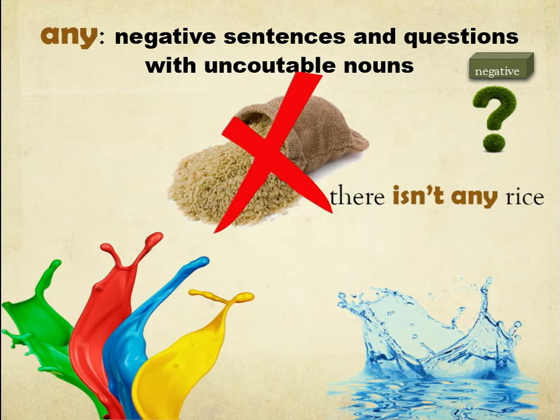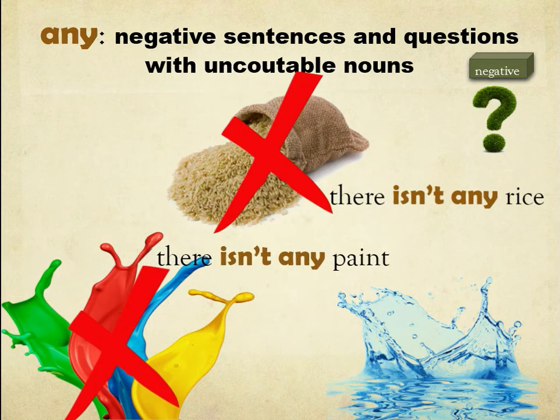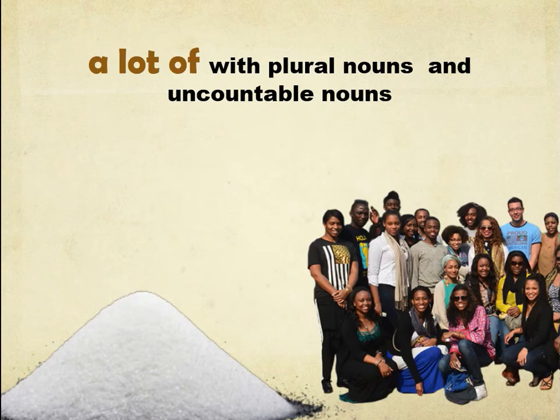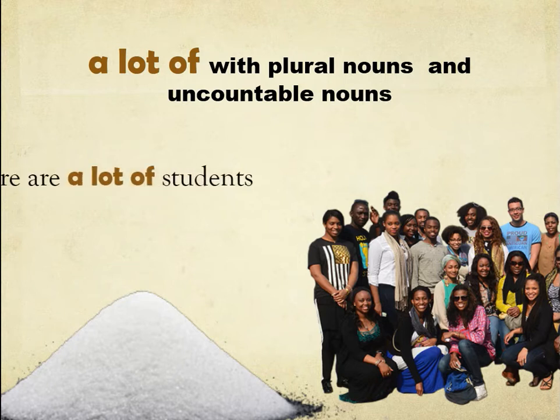Any: negative sentences and questions with uncountable nouns. There isn't any rice. There isn't any paint. Is there any water?